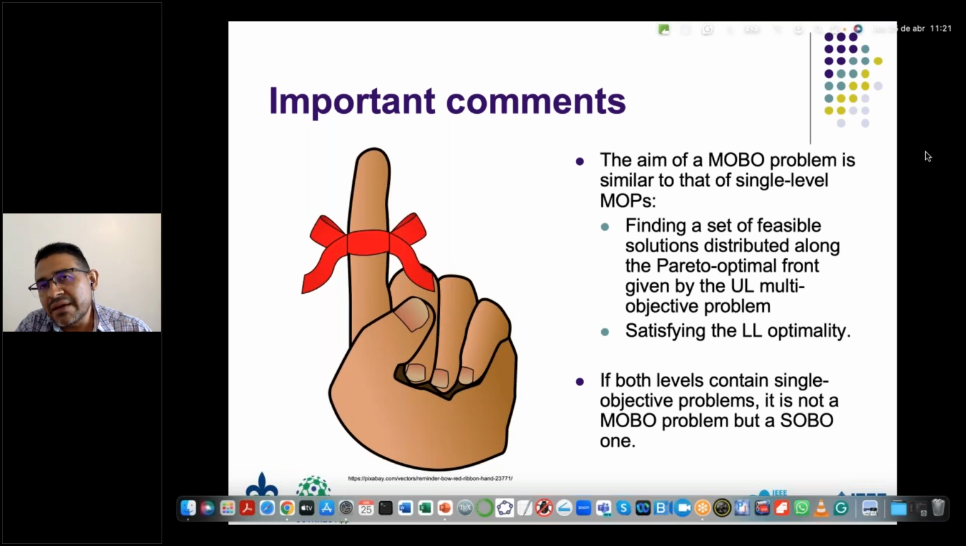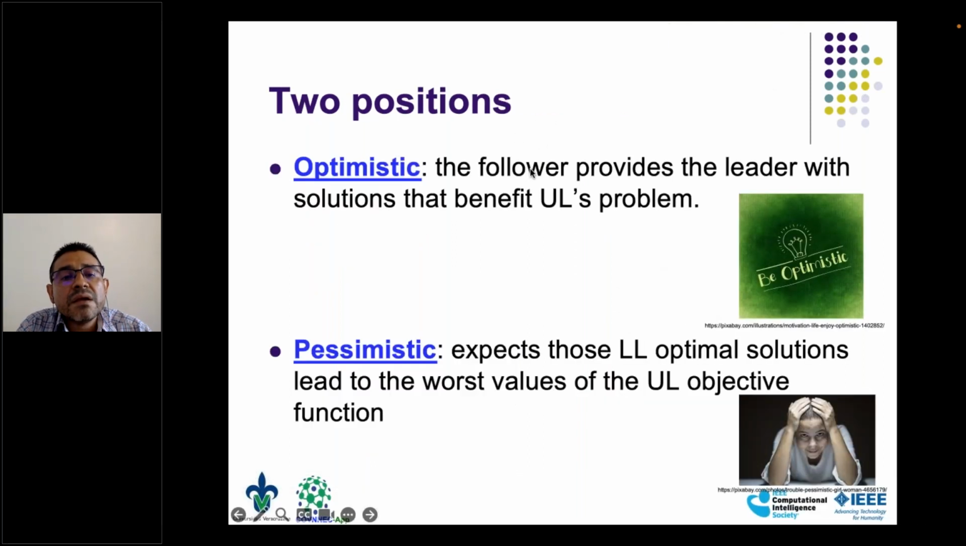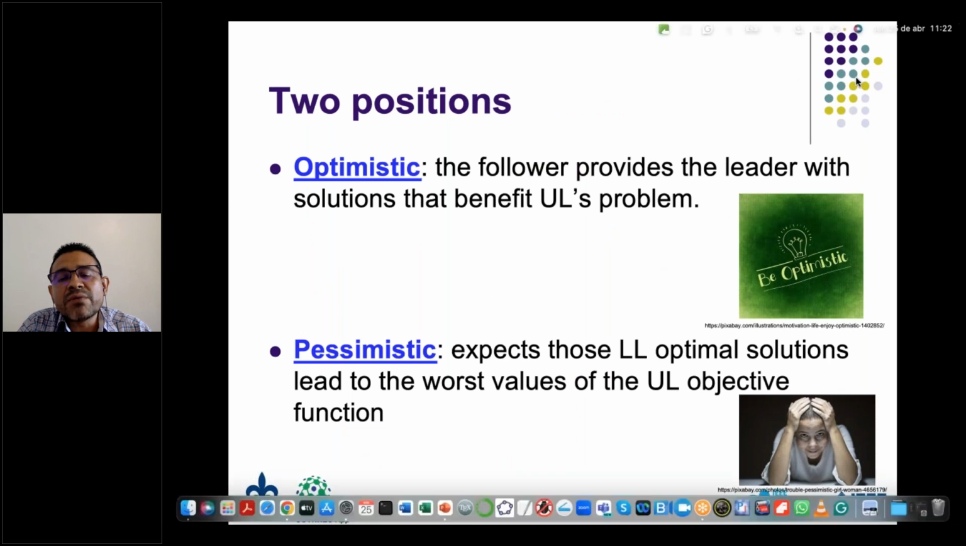Of course, it can be very obvious, but I think this information helps. If both levels contain single objective problems, single objective at the upper level and single objective at the nested or lower level, then I am working with a single objective bilevel optimization problem. But this talk is focused on the multi-objective case, semi-vectorial or multi-objective bilevel optimization.